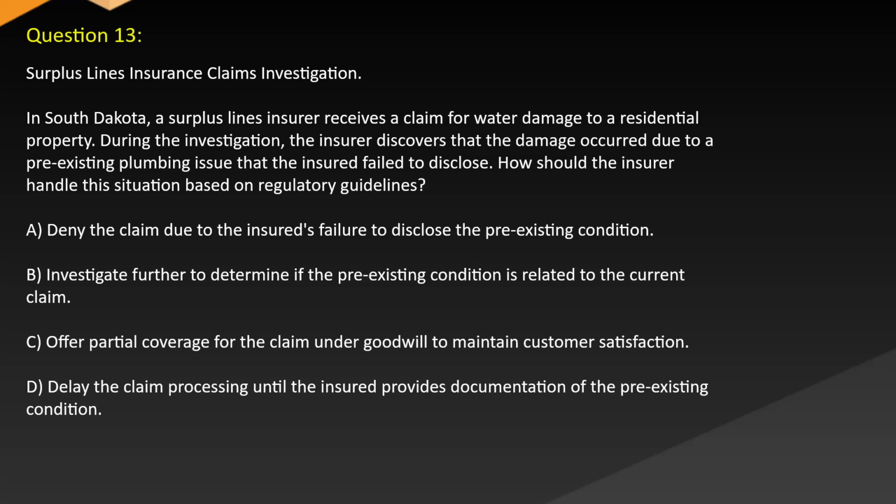A. Deny the claim due to the insured's failure to disclose the pre-existing condition. B. Investigate further to determine if the pre-existing condition is related to the current claim. C. Offer partial coverage for the claim under goodwill to maintain customer satisfaction. D. Delay the claim processing until the insured provides documentation of the pre-existing condition.